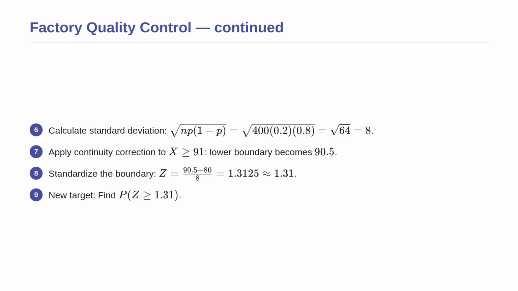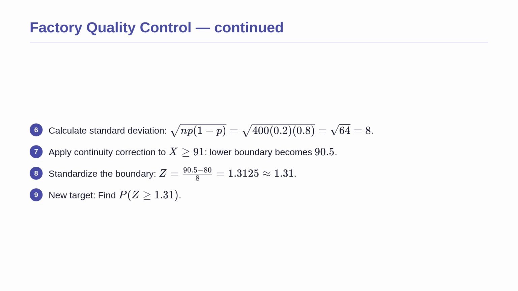Continuing with our factory example, we next calculate the standard deviation to understand the expected spread. We multiply the 400 trials by the 0.2 chance of a defect and the 0.8 chance of a good bulb. Taking the square root of 64 gives a standard deviation of exactly 8.